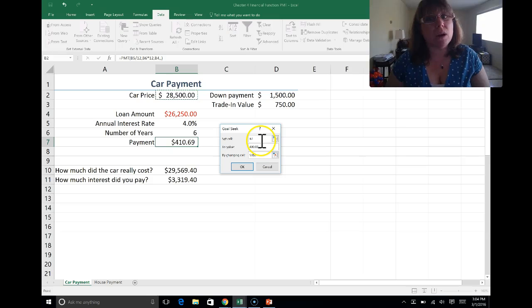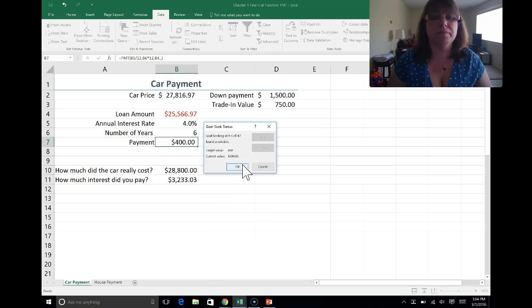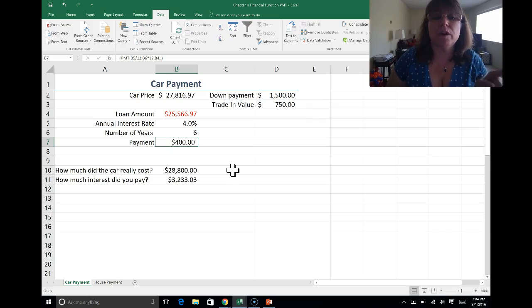So my payment I want to be $400. How much of a car can I afford? Keeping in mind, I'm still going to have a down payment of $1,500. I'm still going to have a trade-in value of $750. I'm going to say, Excel, find me how much car I can afford. Aha! It found it. I can afford $27,816.97. That will be my payment of $400. Okay? Kind of cool, huh?